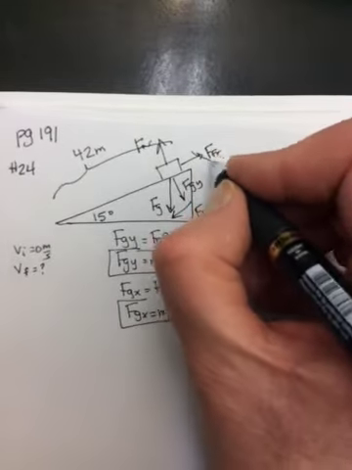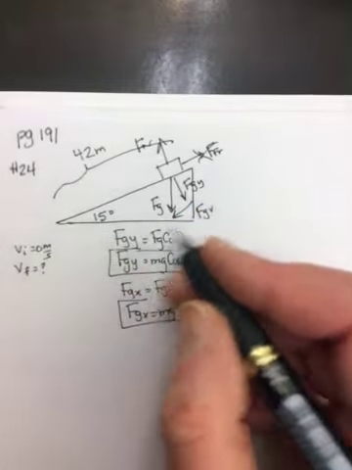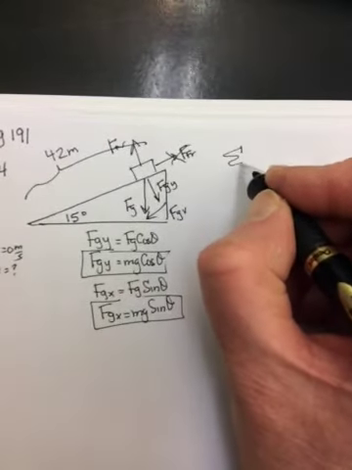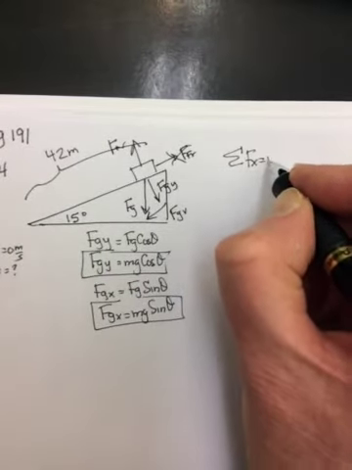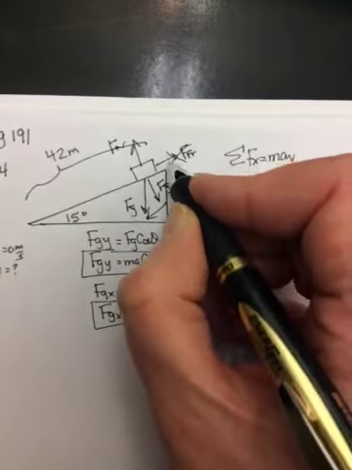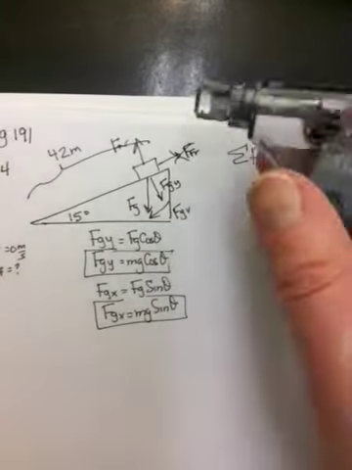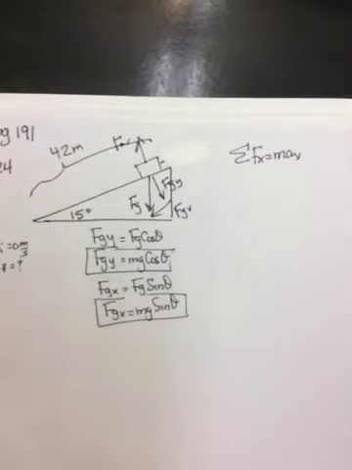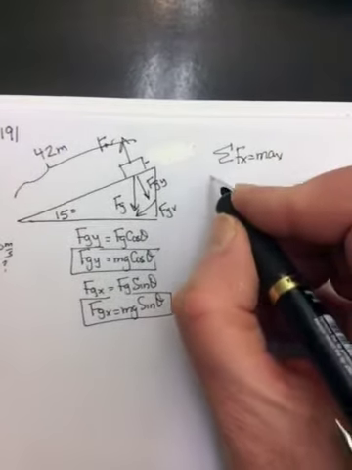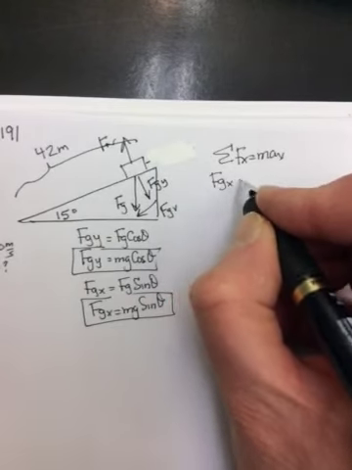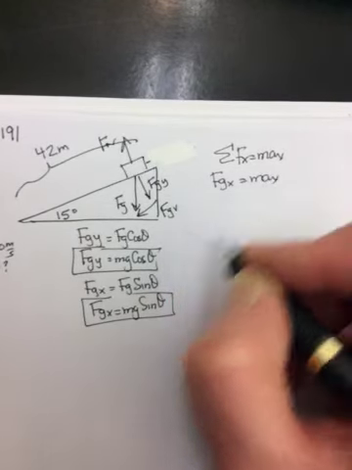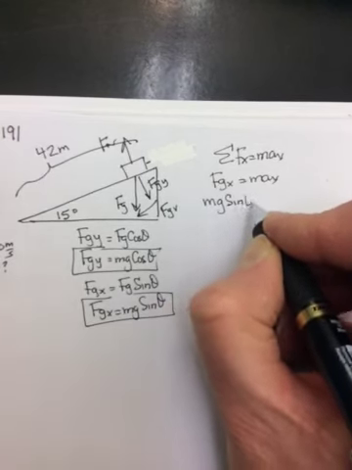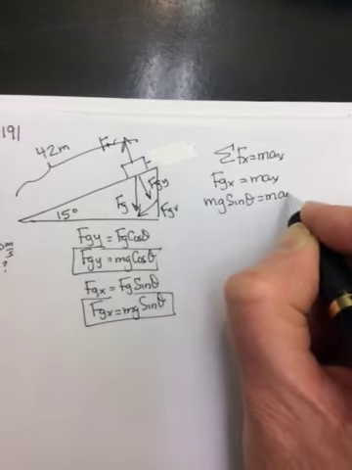It says neglect friction. There is no friction, so we don't even care about the FGY because we don't need the normal force. So you're only going to do the sum of the forces in the x direction. And the only force in the x direction, if there is no friction, is FGX, which is what's making it roll down the incline because there's no friction. So it'll be FGX is equal to MAX. And we just finished saying FGX is MG sine theta. And that's equal to MAX.